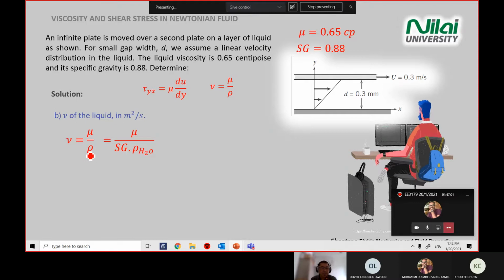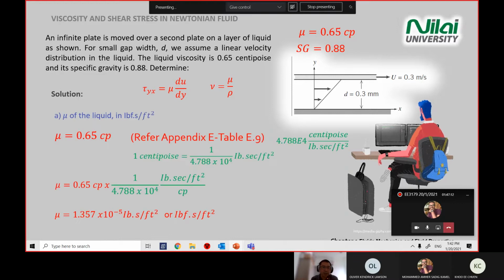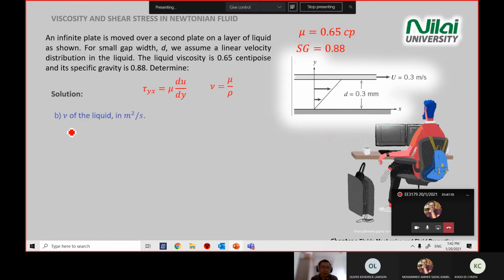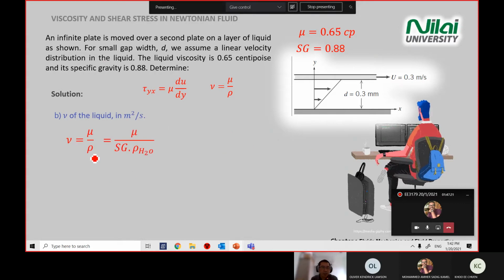Here we convert the rho, because just now in section A we don't have the rho. We don't even touch on the density dimension. So for B, you need to calculate the rho for this medium, because this medium is not water. It's not a standard medium. So you need to find it. And there's a reason why it gives you specific gravity, 0.88 there. So you just use the information of SG to convert to the density of this medium.